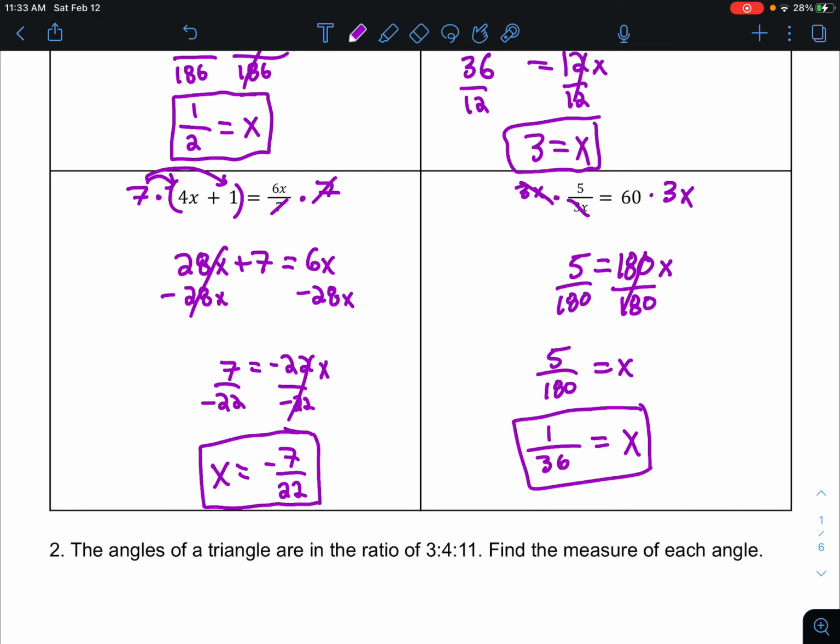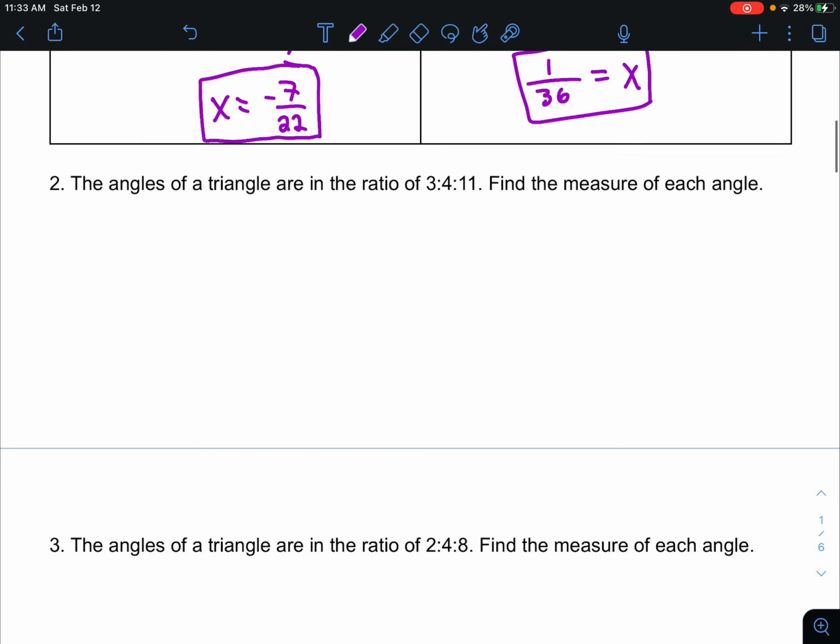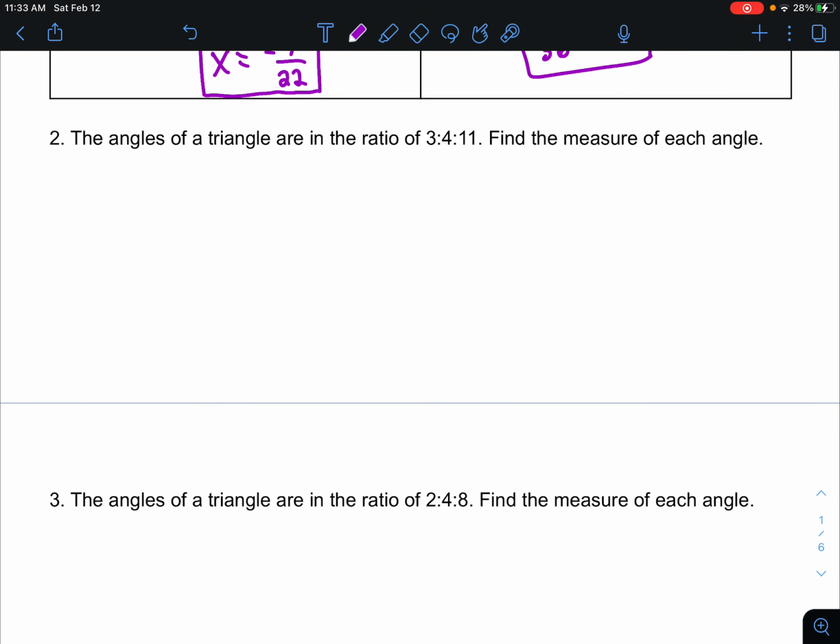Alrighty, moving right along. The angles of a triangle are in the ratio of 3, 4 to 11. Find the measure of each angle. So here, I want to make a diagram to support my thinking. I know that the angles are in the ratio of 3, 4, and 11, and they are not necessarily 3, 4, and 11 degrees, but that is their ratio. So we're going to put in these x's to help us solve for what these angles actually are.